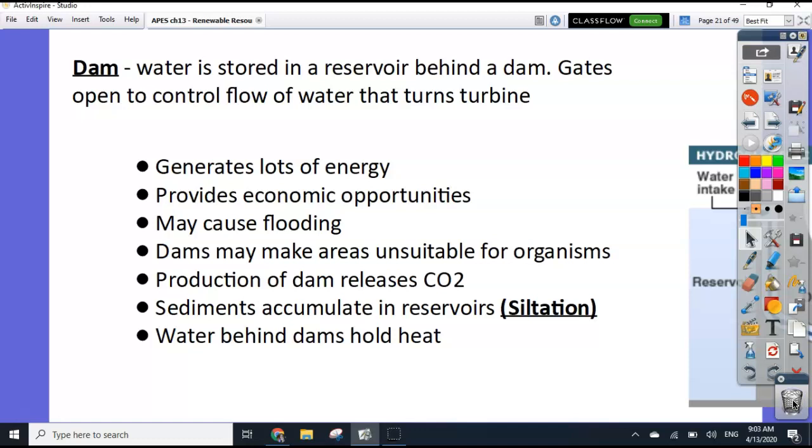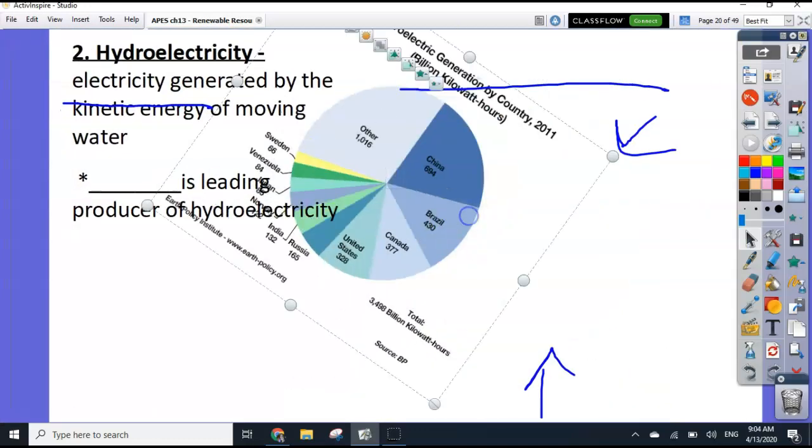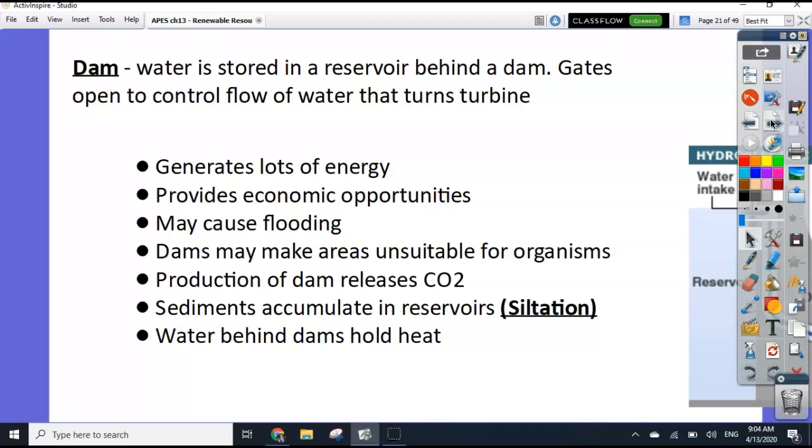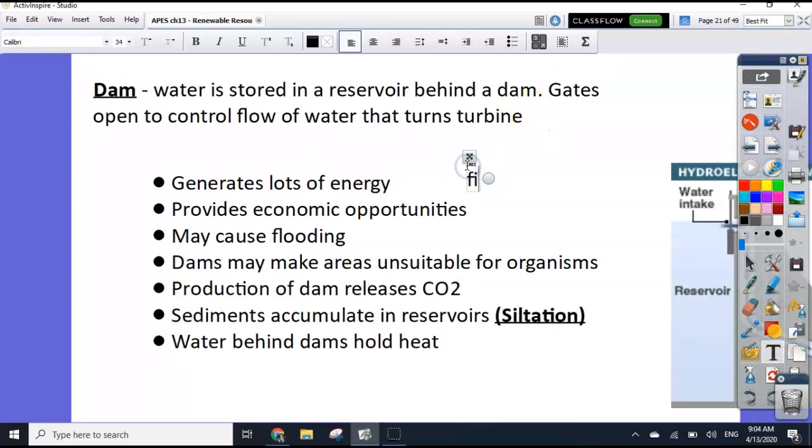So compare the list you made with this list, okay? So good things: provides energy, provides jobs, okay? Bad things: flooding. Okay, so the flooding is usually upstream of the dam, destroys some habitats, releases CO2 when they're constructing the dam, accumulates sediment, holds heat, affects fish migration. So a couple different things there. Choose which ones you want to put down. But I just wanted you to have some pros and cons, so you can pause the video and write down any that you don't have already.